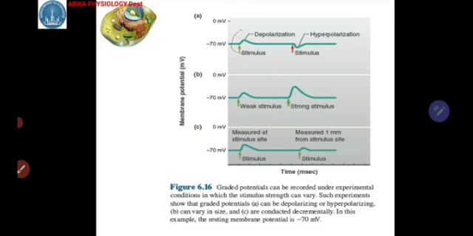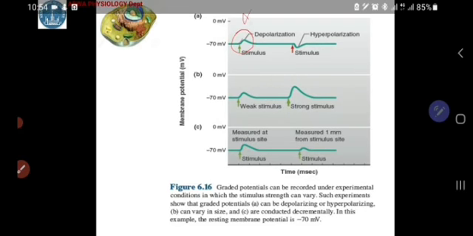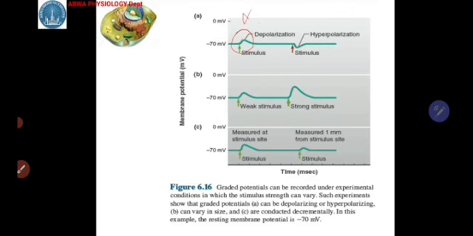There may be a small depolarization like this, but it cannot cross zero or reach a positive value like here. Or there may be hyperpolarization, where it becomes more negative. This is a weak stimulus, this is a strong stimulus, but even these two stimuli cannot reach the threshold or the positive values to create an action potential.